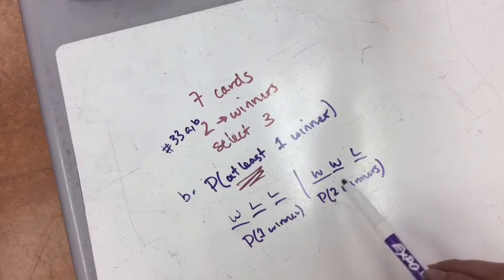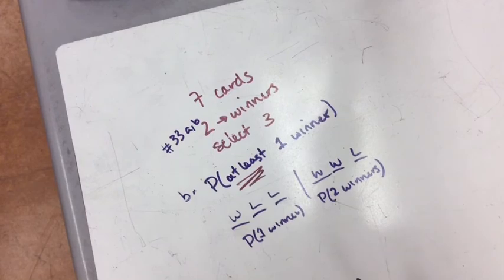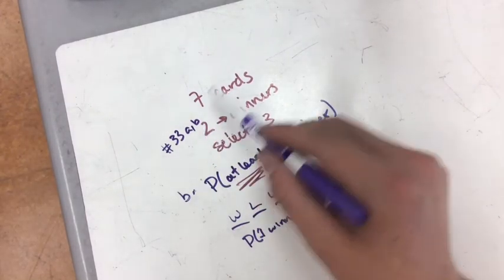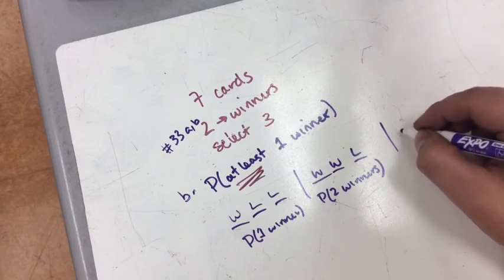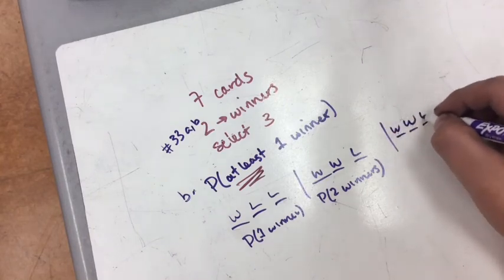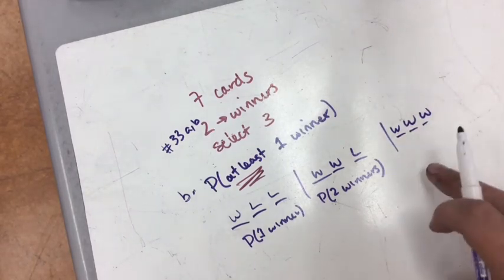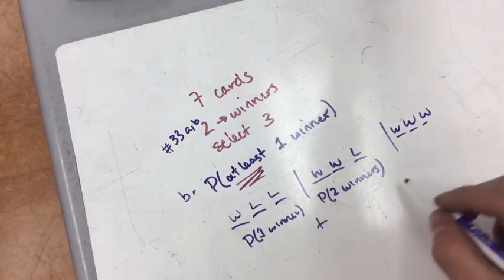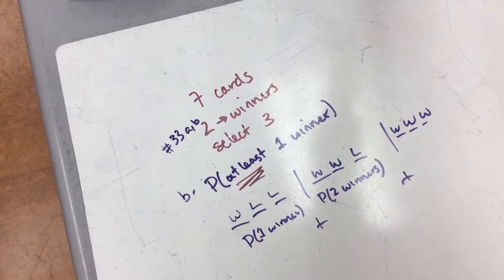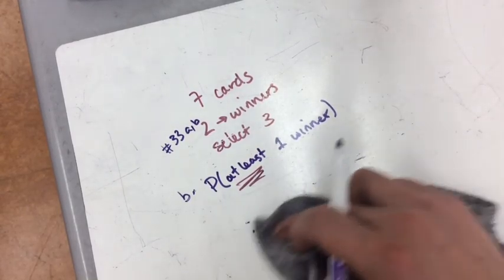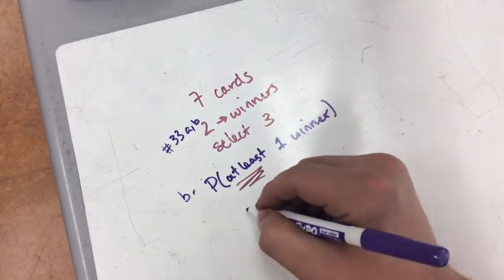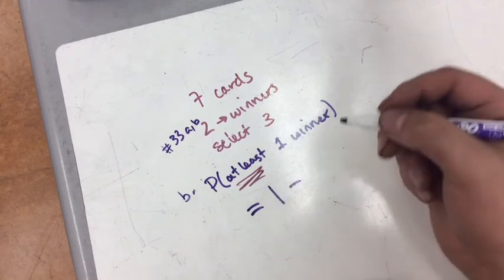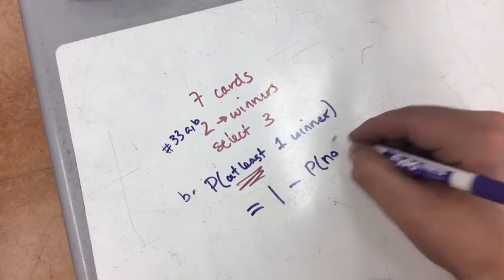And the thing is that even 2 winners is at least 1 winner. Let's say that there were more winners in this deck. You could have 3 winners in a row, and then you'd have to compute the probability of 3 winners, and you'd have to add all of these up. It's just easier if we think of it this way, which is that the probability of at least 1 winner is going to be equal to 1 minus the probability of no winners.